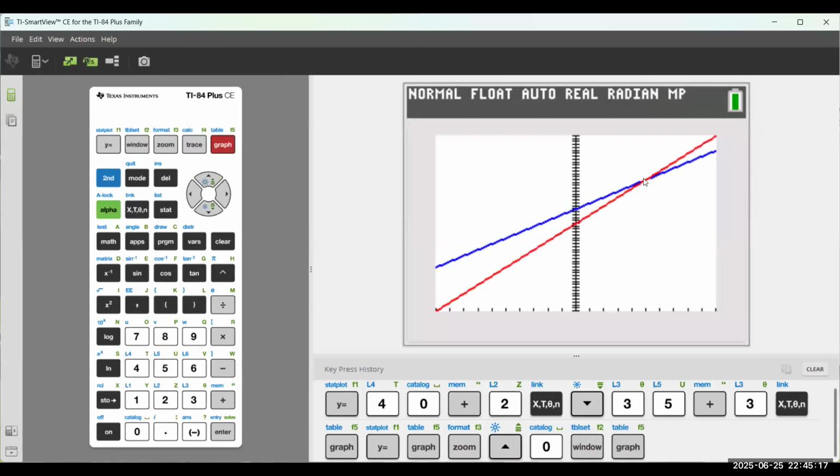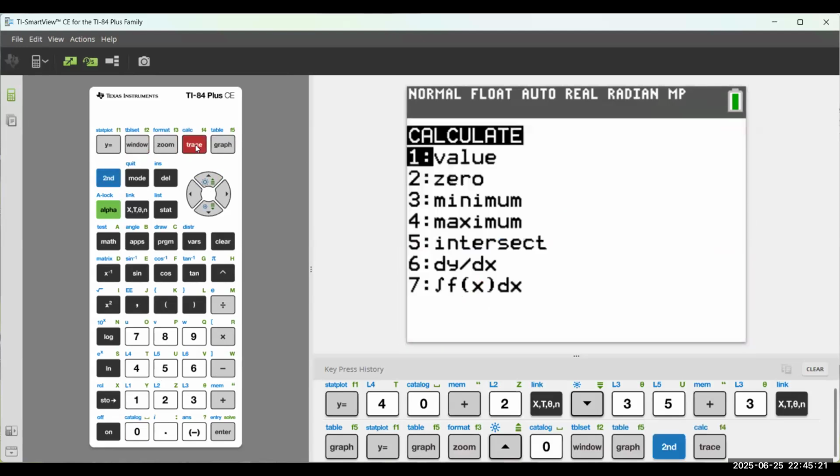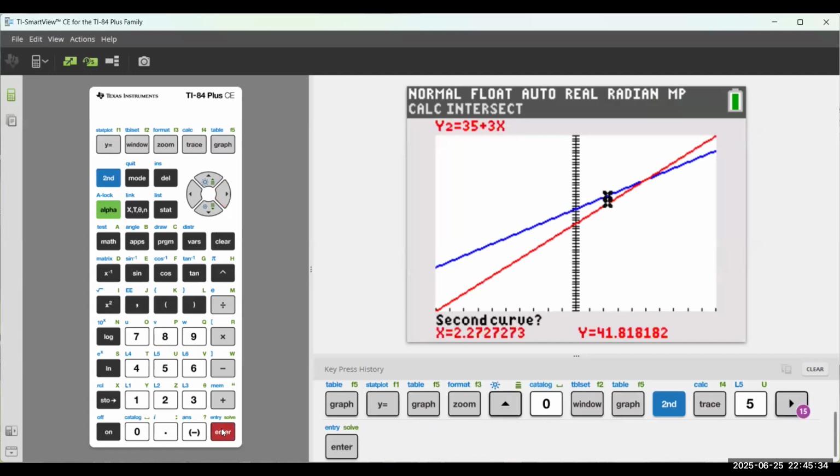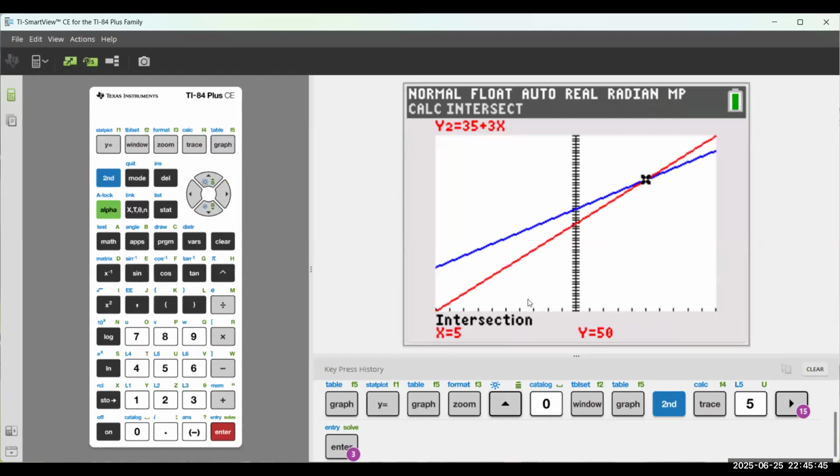Now I want to know when they equal each other. So right here in calculate in blue, we're going to click second trace to get calculate. We want to know when they intersect each other. So that's what intersection is going to do for us. We can scroll sideways and get closer to the intersection. Really, your calculator does it all for you. So you don't really even have to move. And then notice that the question changes to second curve. You just have to hit enter and then it asks guess. You just have to hit enter one more time. And it's going to hop to where that intersection happens. And so we can see that the x value is 5 and the y value is 50.